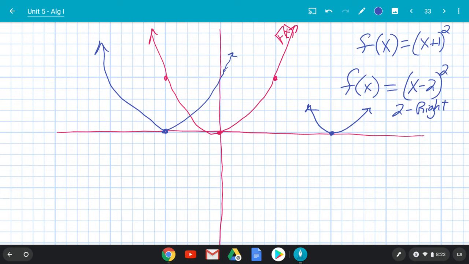Everybody, put your hands together. Outside the parentheses, vertical. Inside the parentheses, horizontal. Say it. Horizontal. Vertical. Horizontal. Vertical. Okay.